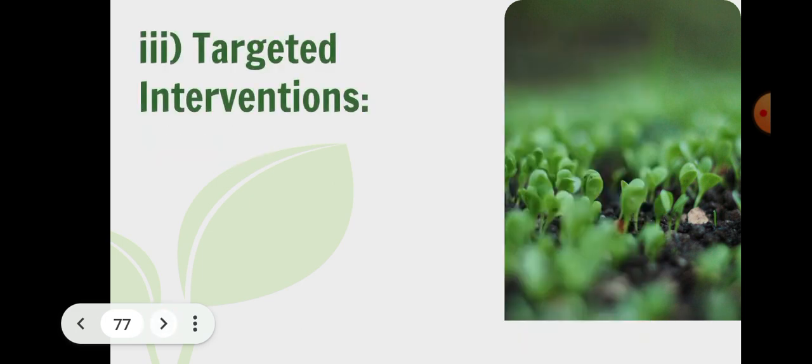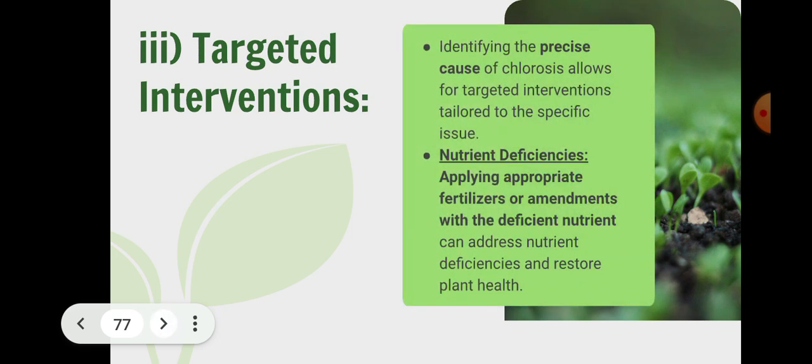Next, targeted interventions. Identifying the precise cause of chlorosis allows for targeted interventions which are tailored for the specific issue. For example, in case of nutrient deficiencies, applying appropriate fertilizers or amendments with the deficient nutrient can address nutrient deficiencies and restore the health of the plant.